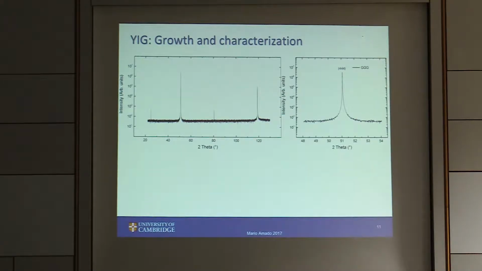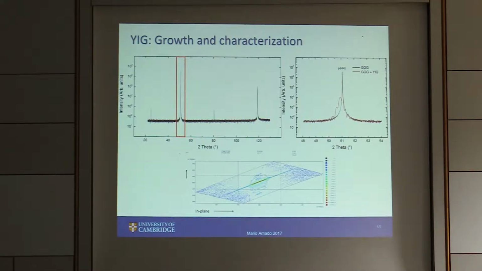What we can do after growing is characterize it ex situ by, for example, X-ray diffraction, and we can see that sitting on top of our substrate, which is another lattice-matched non-magnetic garnet, we can get a really nice film with these clear Laue fringes telling us that what we have is a layer by layer growth.